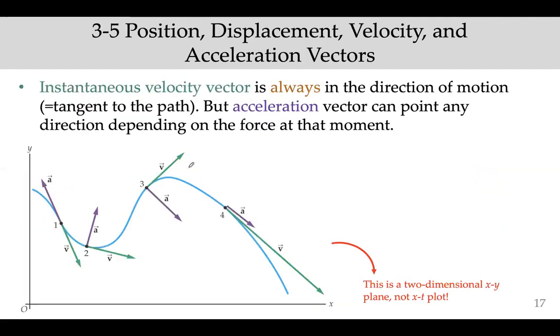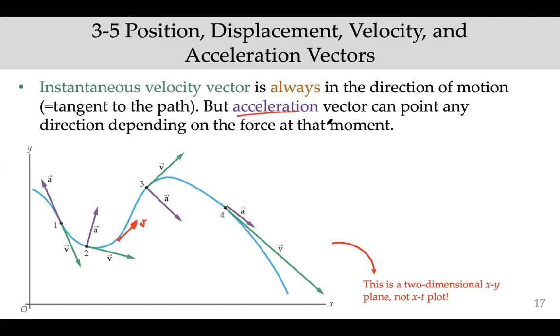Okay, so we learned about this. The instantaneous velocity vector is always in the direction of motion, which means the tangent to the path. Now look here. The velocity is tangent to the curve at that point. Here the tangent is like this. At this point the tangent will be like this, so the velocity will be like this. And at other points you can see the tangents. Of course the magnitude will be different, but from the tangent, you can find the direction.